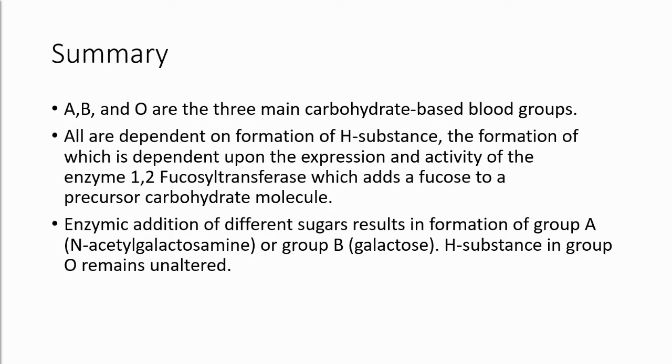So A, B, and O are three main carbohydrate-based blood groups. All are dependent on formation of H substance, the formation of which is dependent upon the expression and activity of the enzyme 1,2-fucosyltransferase, which adds a fucose to a precursor carbohydrate molecule. Enzymic addition of different sugars results in formation of group A or group B. H substance in group O remains unaltered.